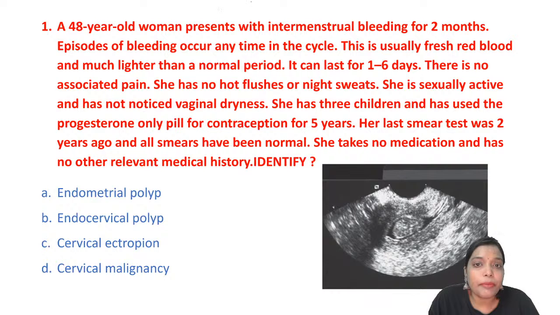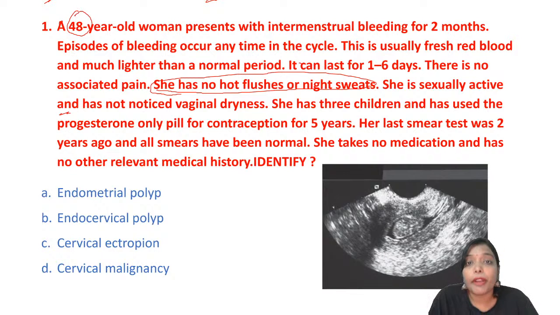A 48-year-old woman presents with intermenstrual bleeding for 2 months. Episodes of bleeding occur any time in the cycle. This is usually fresh red blood and much lighter than a normal period. It can last for 1 to 6 days. There is no associated pain. She has no hot flushes or night sweats. Why are they mentioning there is no hot flushes and night sweats? Because they just want to tell us this intermenstrual bleeding is nothing related to menopause, right? So she is not having her menopause yet. She is sexually active and has not noticed vaginal dryness.